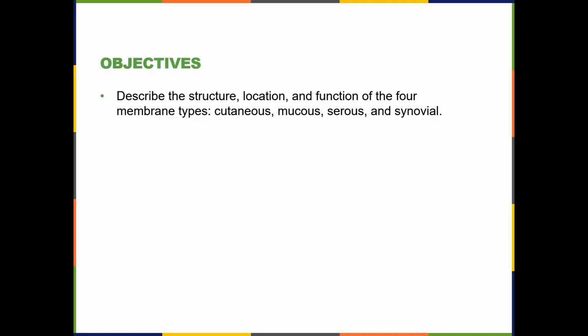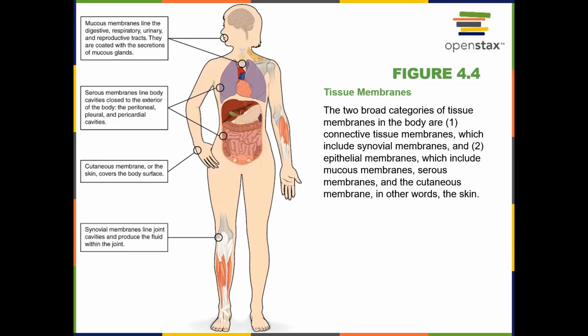In this video, you'll learn about the structure, location, and function of the four major types of membrane. Tissue membranes are continuous, flat multicellular sheets that cover or line body parts. There are two major types, two broad categories of tissue membranes.